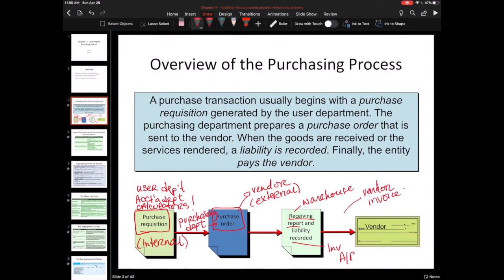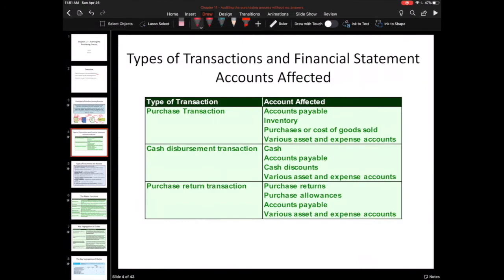And when the vendor invoices them, they are going to match that vendor invoice up with the receiving report. And then they'll know it's okay to pay the vendor, right? They'll match the vendor invoice up with the receiving report and the original purchase order and purchase requisition. And they'll say, all right, it's okay to pay these people. So we can, at this point, cut a check to the vendor. And then we can relieve AP and credit cash, right? So this is just reminding you of the various stages in the process.